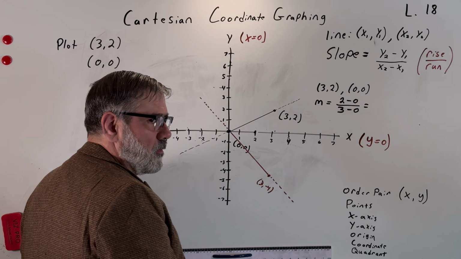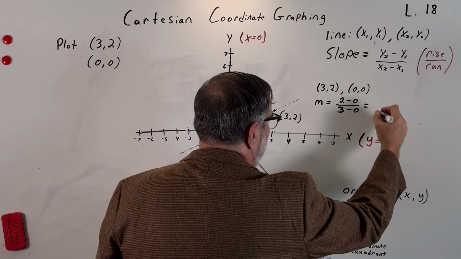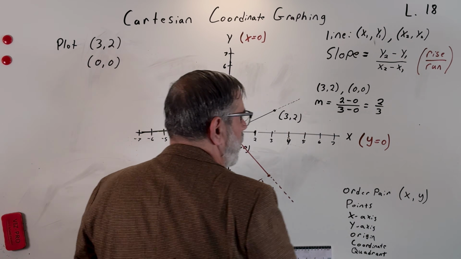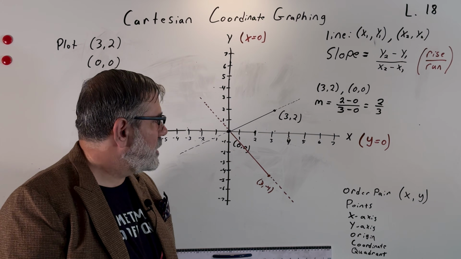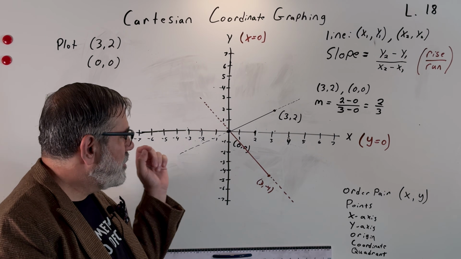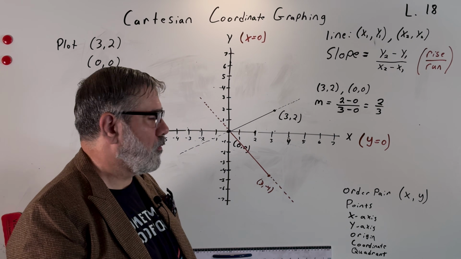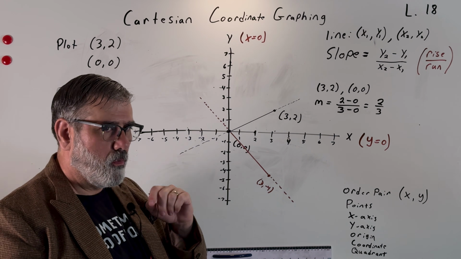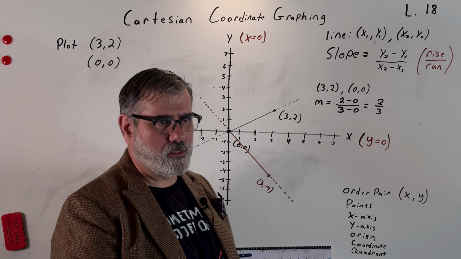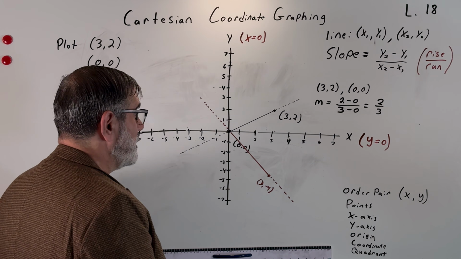2 minus 0 was just 2, and 3 minus 0 was just 3, so the slope of this line is 2/3, or 2 over 3. That means that it goes up 2 every time it goes over 3. That's what that means, the rise over the run. It rises up 2 units every time it runs over 3 units, I guess. Runs to the right, 3 units, something like that, okay?